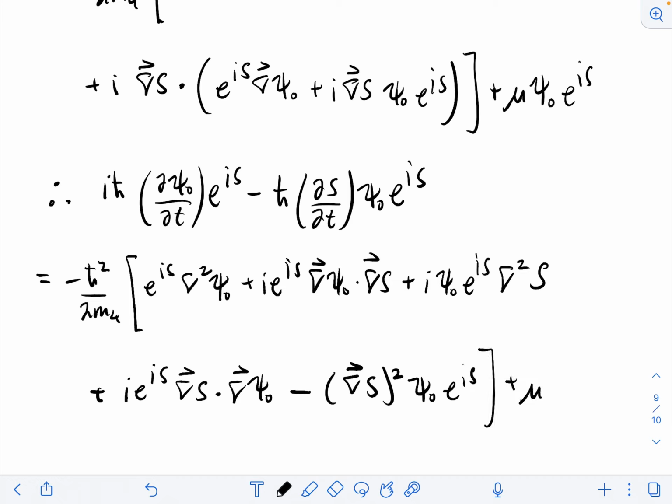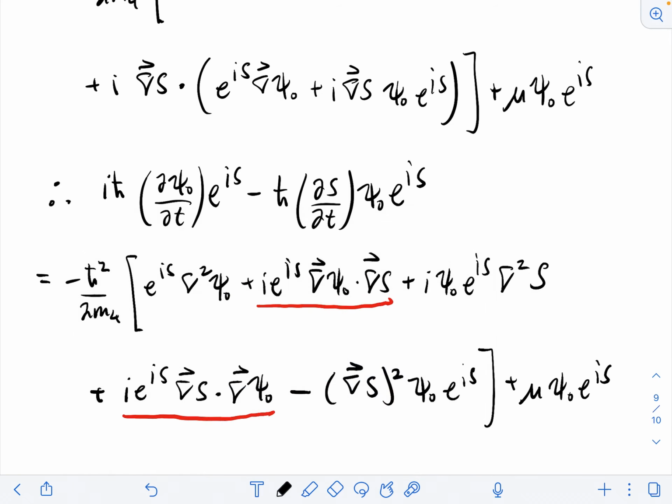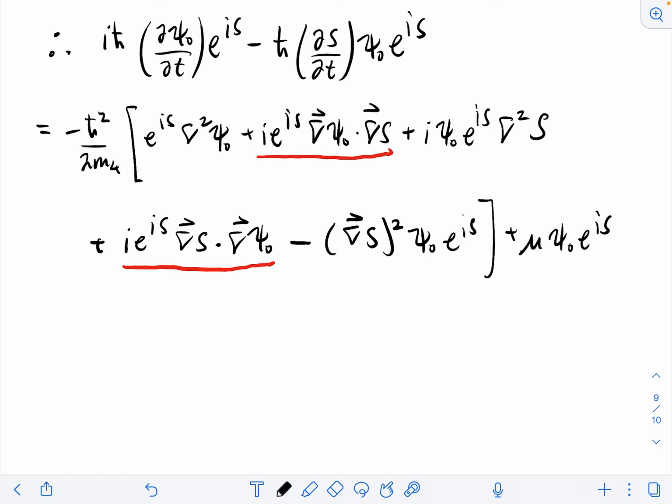plus mu phi naught e to the is. Okay, so I think if we look at this, there's just a slight simplification. These two terms underlined in red are the same, just the dot product is written in the opposite order, but that doesn't matter. So what we'll do is we'll collect those terms, and at the same time we'll divide by the wave function, phi 0 e to the is.